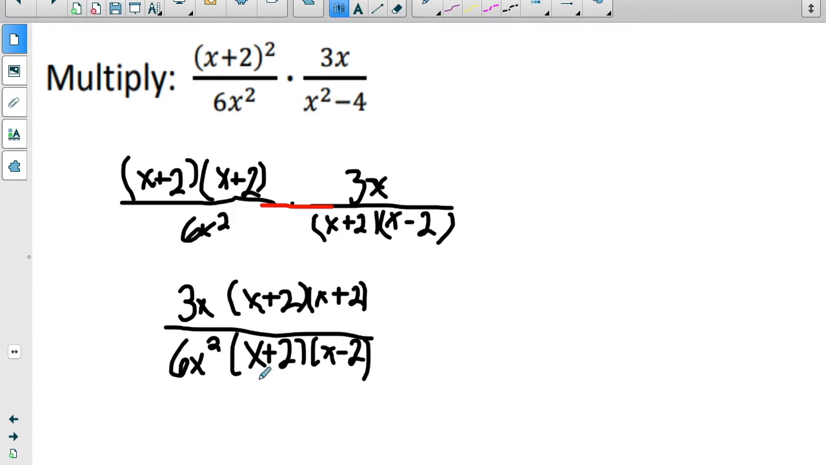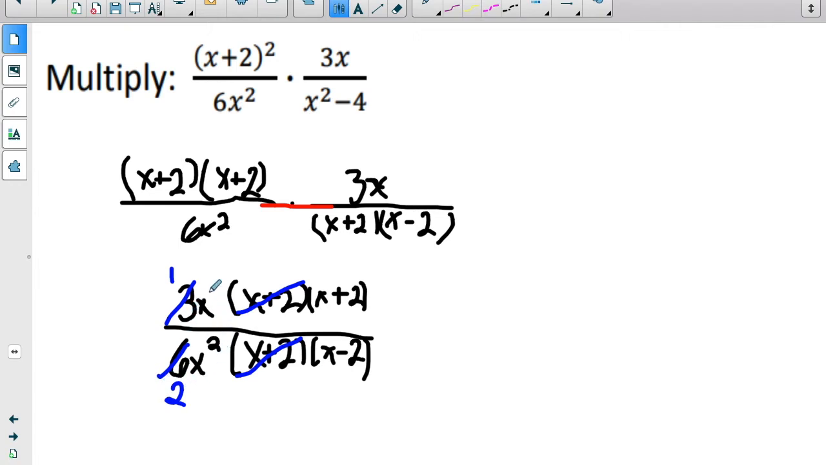Now we need to cancel out what's in common. Well, we have an x plus 2 and an x plus 2 on top and bottom. That would cancel. 3 over 6. A 3 would cancel out with one of the 3's in 6. Or, well, 3 divided by 6 is 1/2. So we have 1 over 2.